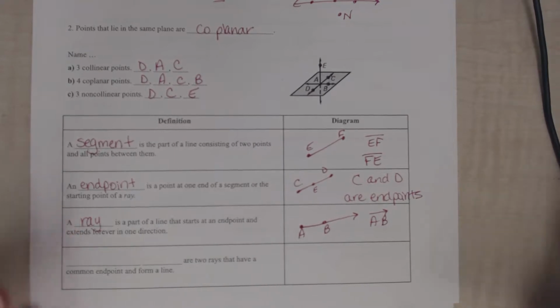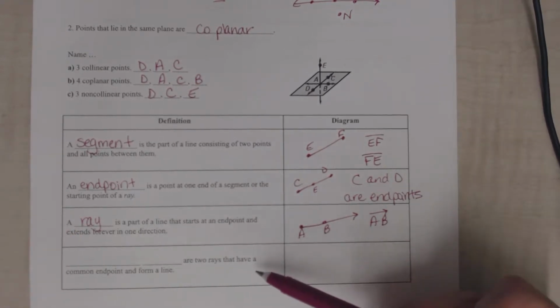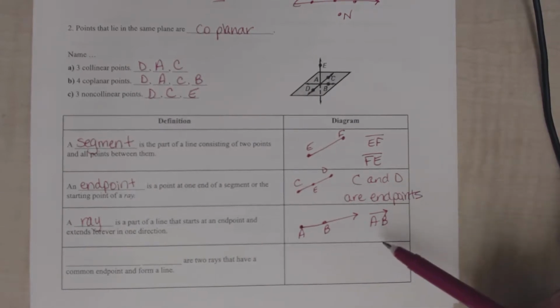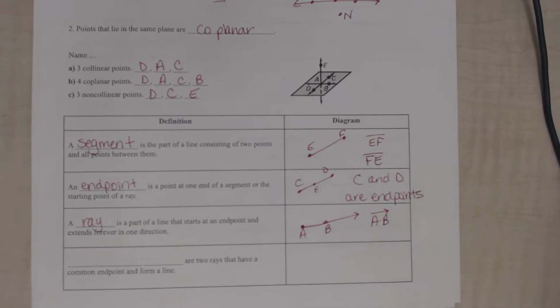Now what's interesting here is I can't say ray BA going the other direction. You have to be more specific in how you name it. You have to name the endpoint first and then the direction it goes.